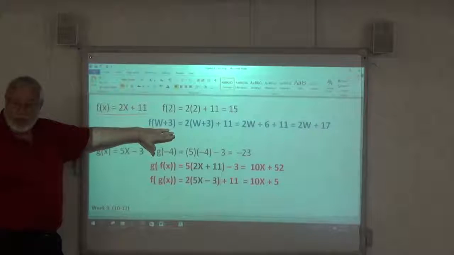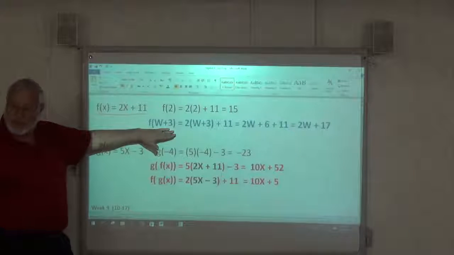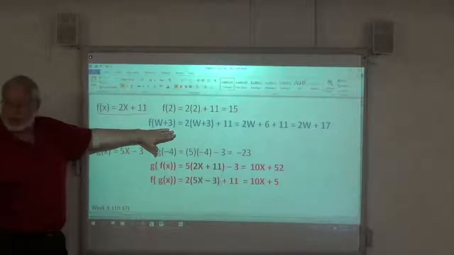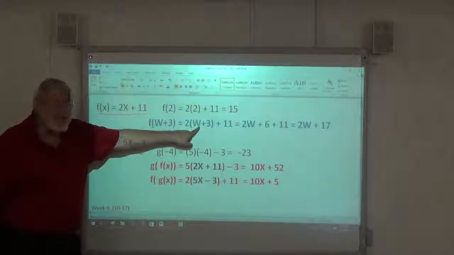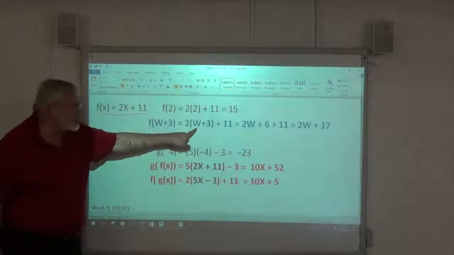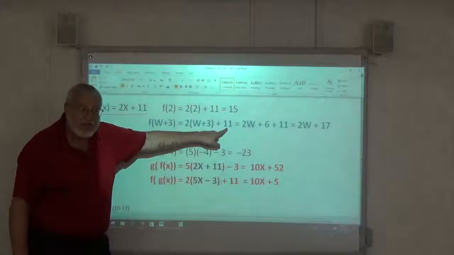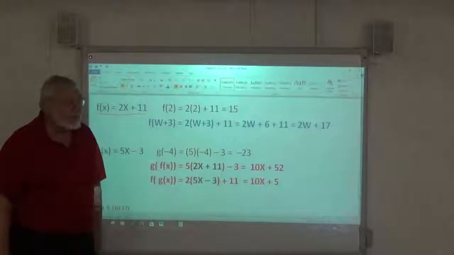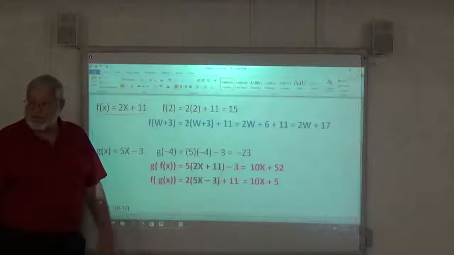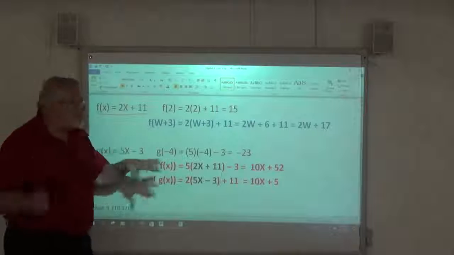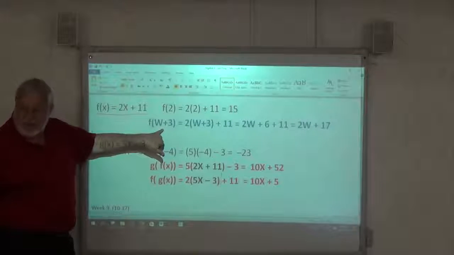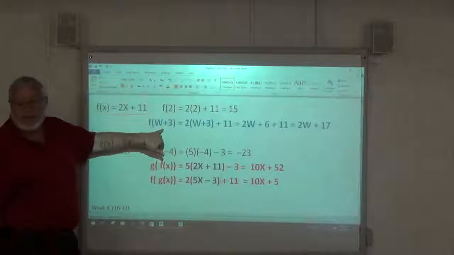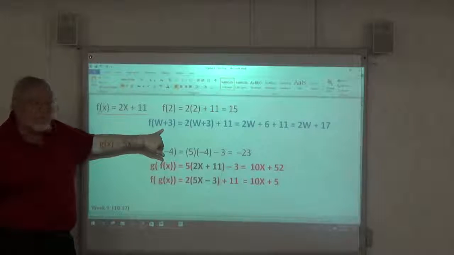So now, this is the hard part. What did I do in the blue? What did I replace the x with? Replace x with w. All right, and so therefore, I have to replace x with w plus 3, and now I have different math. Right? When I distribute the 2, I get 2w plus 6 plus 11, which is 2w plus 17. Right? So it's the same thing, only this is a little bit more difficult, and it takes maybe just a little bit longer to be able to come up with the correct answer. Okay?